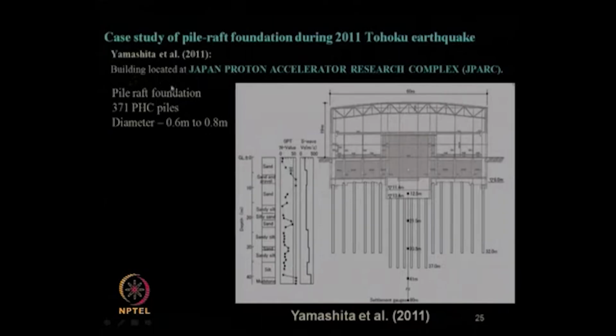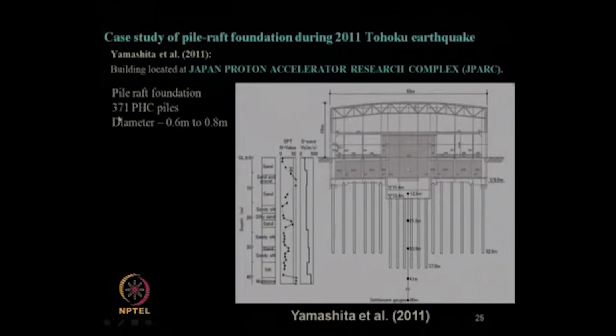This is the building located at the Japan Proton Accelerator Research Complex, J-PARC. The data is like this: pile raft foundation, this is the soil profile, you can see over here, profile of the soil with SPT value, shear wave velocity profile along the depth of that region. So, that ground response analysis, everything was done. So, it was pretty safe. So, let us see the pile raft foundation, how it behaves.